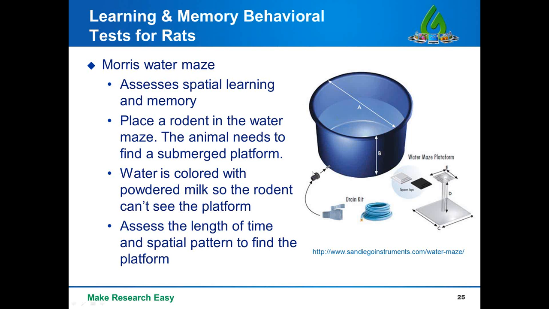This test is a large pool, about 4 feet in diameter. You fill this with water and also put dry milk in there so the water turns white, which makes the water opaque. And inside of this pool is a clear platform. You put the platform in a known area, although this known area can change during different experiments. Then you place the rodent in the water, and the animal has to basically find the submerged platform. The test assesses the length of time and the spatial pattern to find the submerged platform.